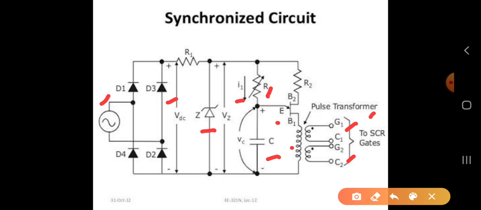So when a sufficient amount of current is given to the terminal E of the UJT, current also starts flowing from the above, from R2 as well as E1, B1. From this terminal, the capacitor starts discharging, and while discharging, the primary of the transformer will give the pulse, and that pulse is utilized as a gate pulse to the SCR. When the capacitor completely discharges, that minimum voltage we call the valley voltage. Valley voltage is the minimum voltage when the capacitor completely discharges.